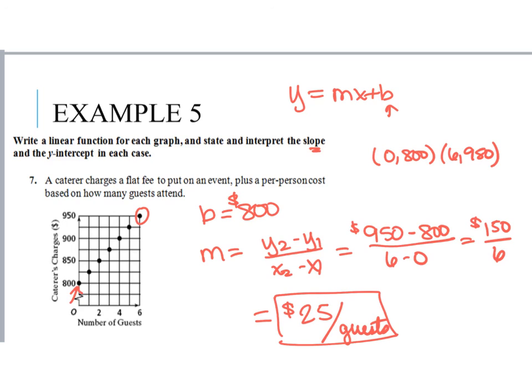And our y-intercept in this case tells us that regardless of the number of guests that are there, the caterer is going to charge a minimum fee of $800.